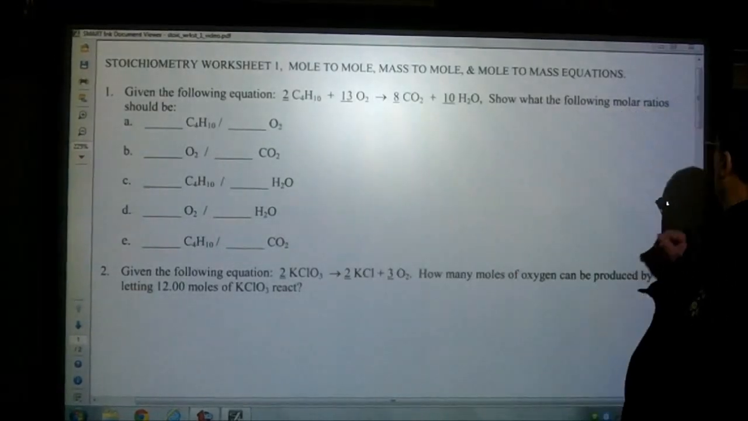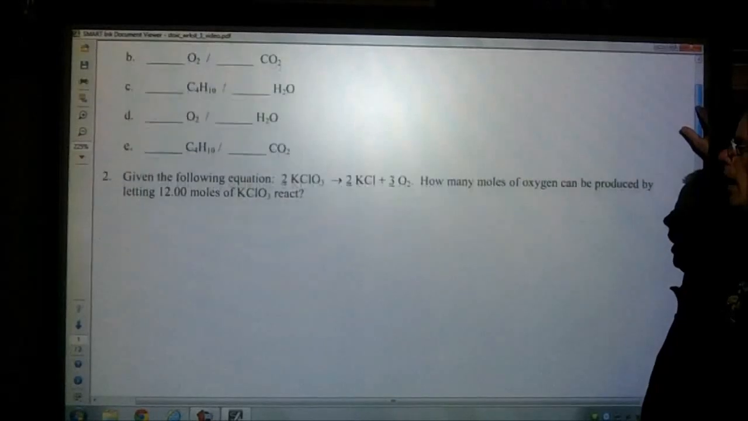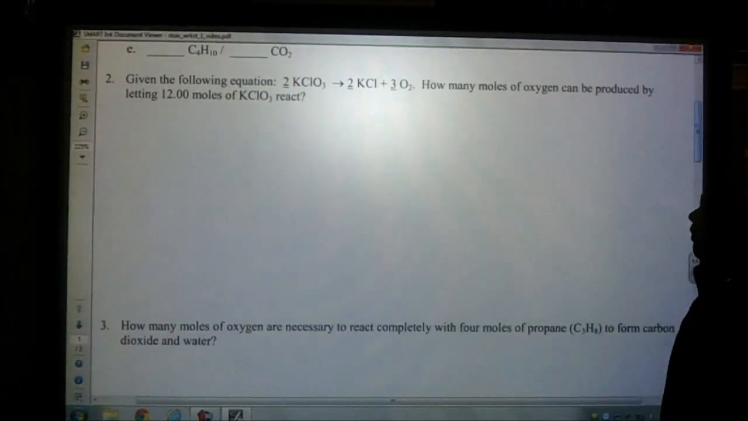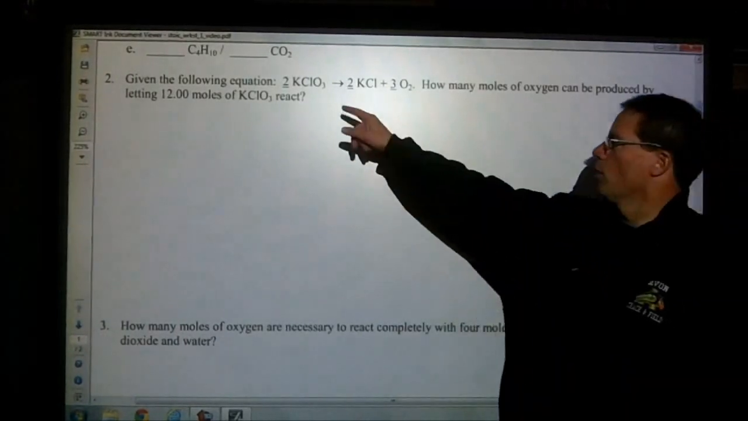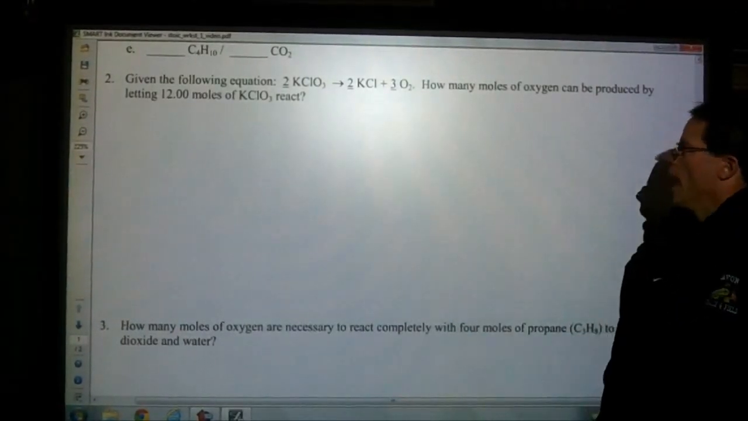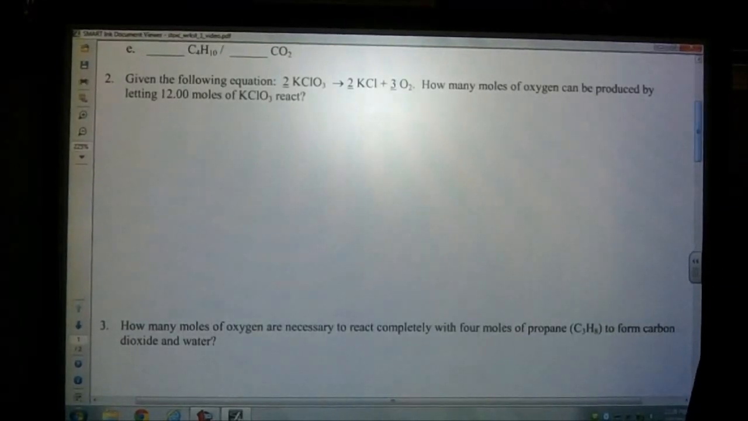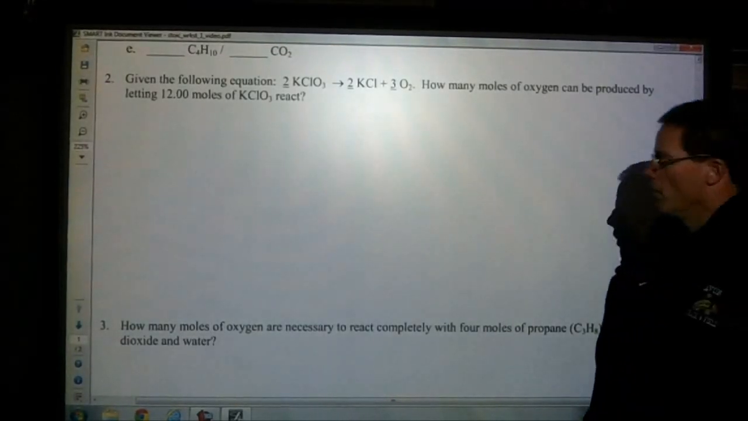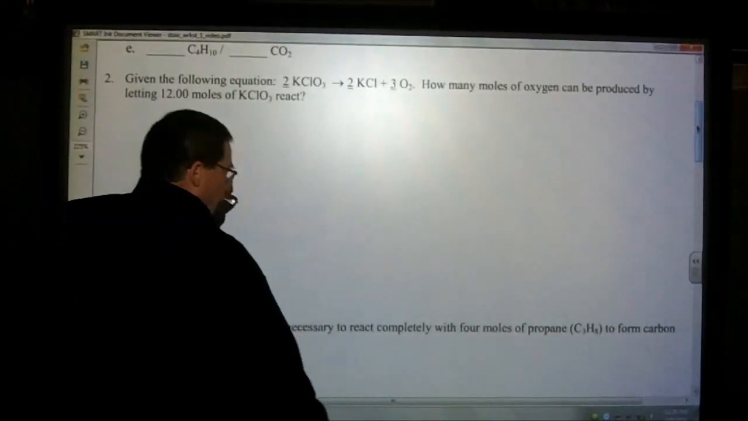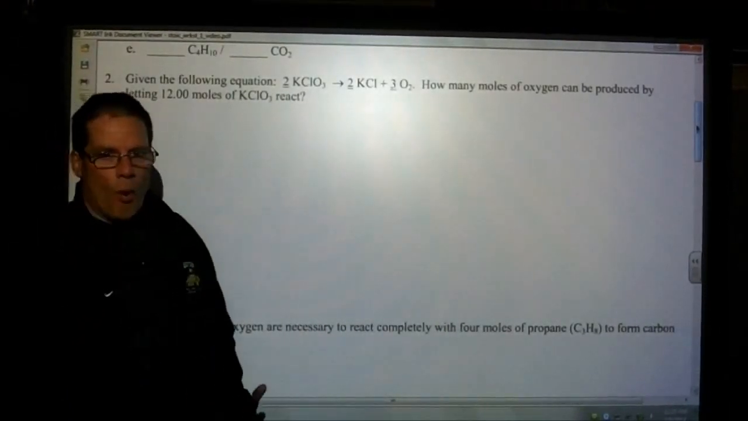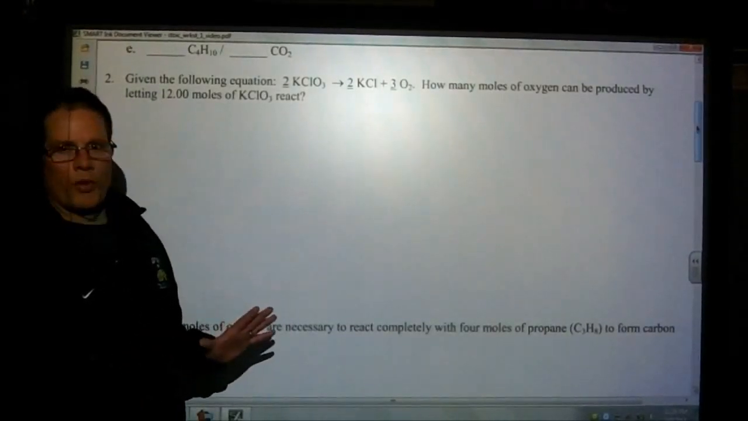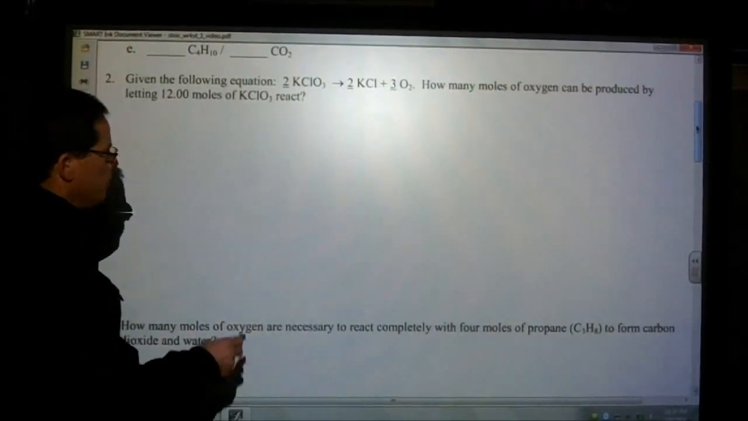So let's take a look at number 2. Number 2 simply asks, given the following equation where you have 2 potassium chlorates yields 2 potassium chlorides and 3 oxygens, how many moles of oxygen can be produced by letting 12 moles of potassium chlorate react? So again, going through the 4 steps of stoichiometry, make sure you know these 4 steps, and you'll use these 4 steps for every single problem.